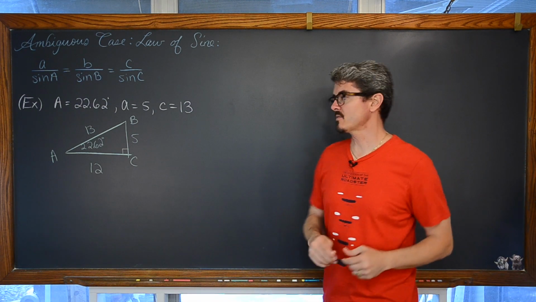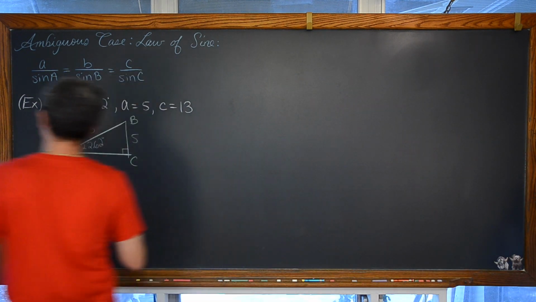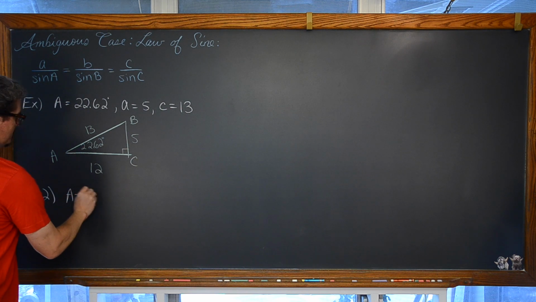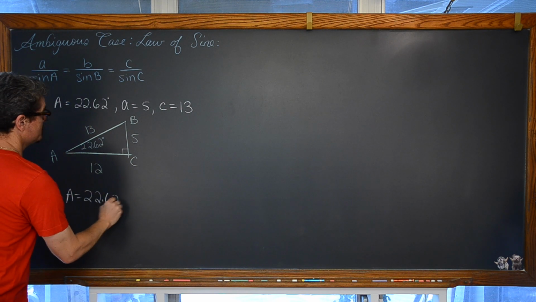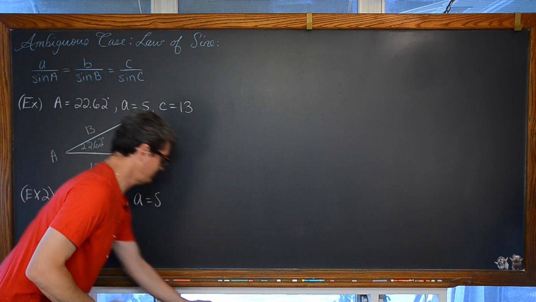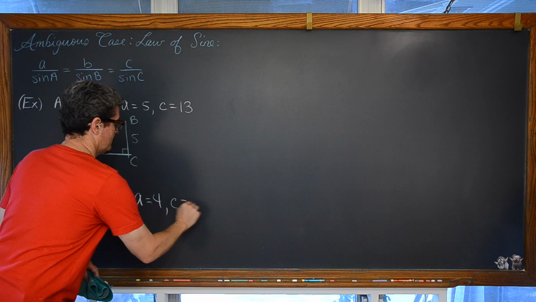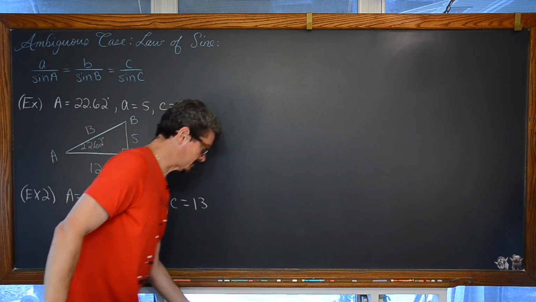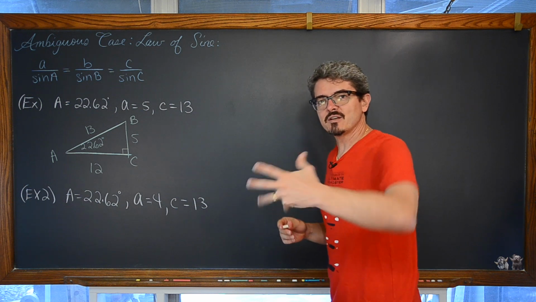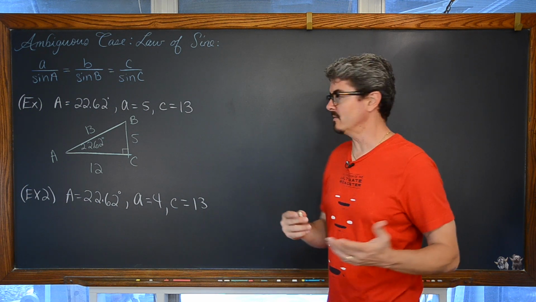Now let's take a look at another example. Let's say that we have the measure of angle A is 22.62 degrees. A now is going to be equal to 4, and C is still equal to 13. Now we have a little secret here, right? We know a little bit of inside information. This is not going to make a triangle, right?